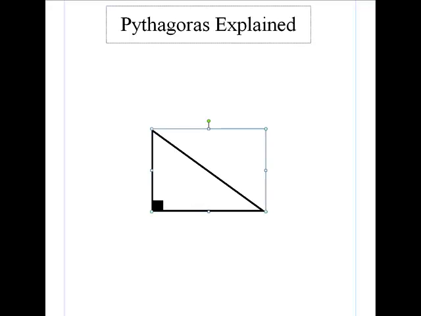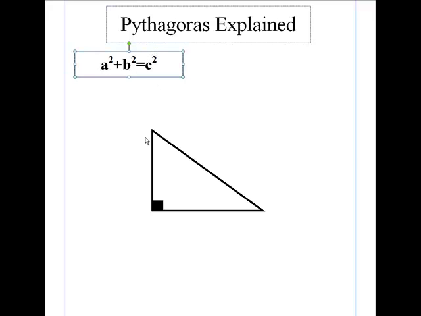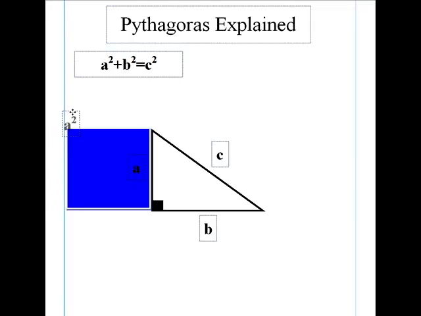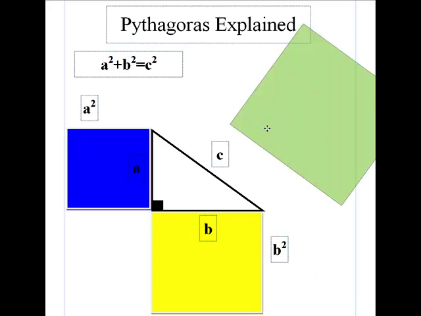Now Pythagoras said this was his theorem. A squared plus b squared equals c squared, where a is a short side and b is a short side and c is the long side. He said you can square these sides. So if we square them, we end up with a squared, we end up with b squared, and we also end up with c squared.